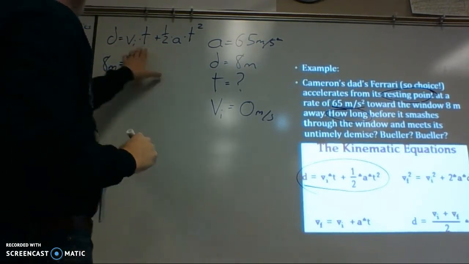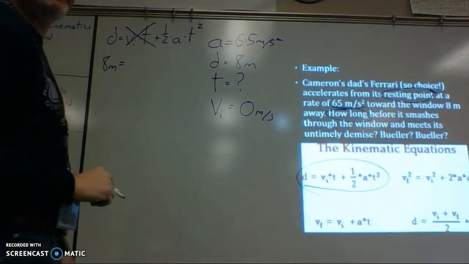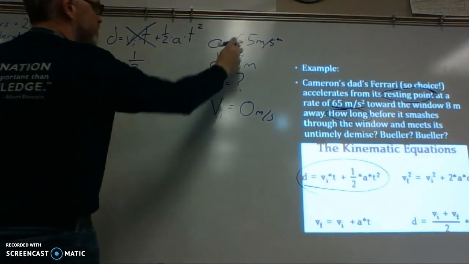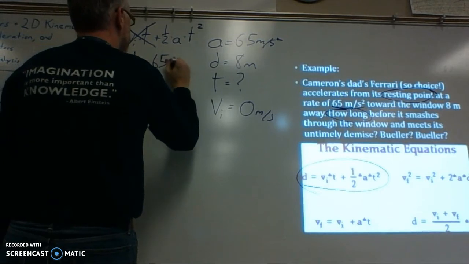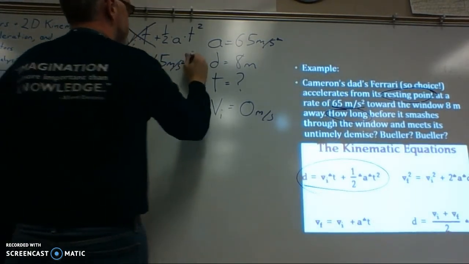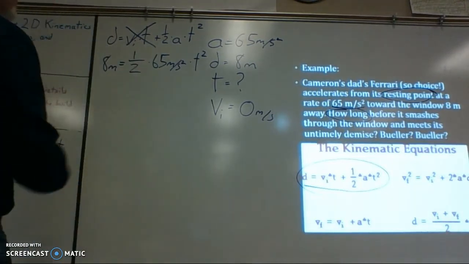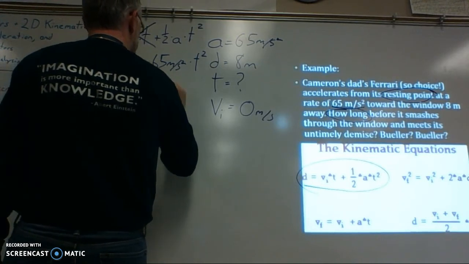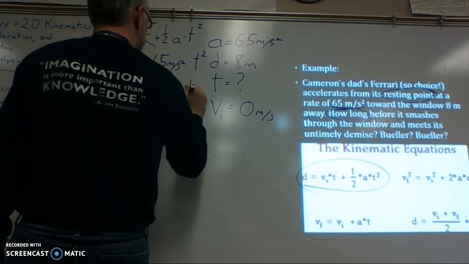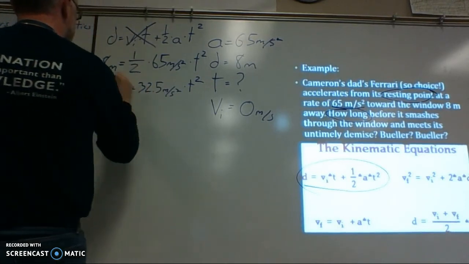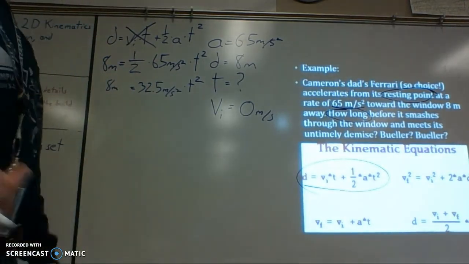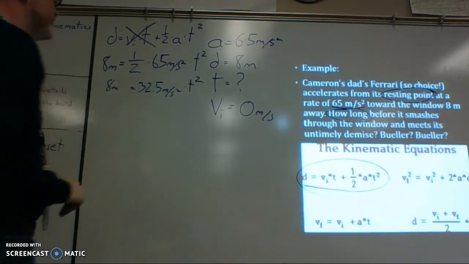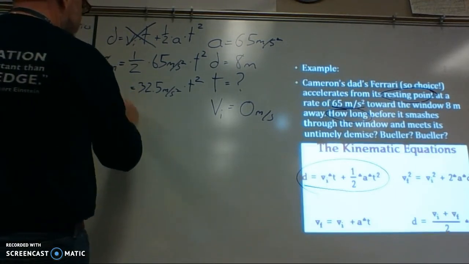Initial velocity of 0, that eliminates this whole chunk of the equation. I'm left with 1/2 AT squared, so 1/2 times acceleration, 65 meters per second squared, times time squared. 1/2 times 65 gives me 32.5 meters per second squared times t squared equals 8 meters. And then you can go through the algebra from here, divide by 32.5, take the square root of both sides, you should get your time.